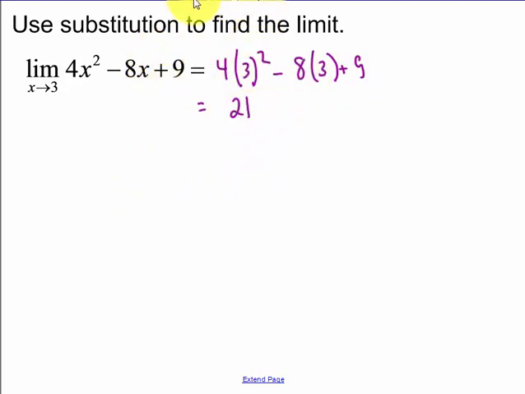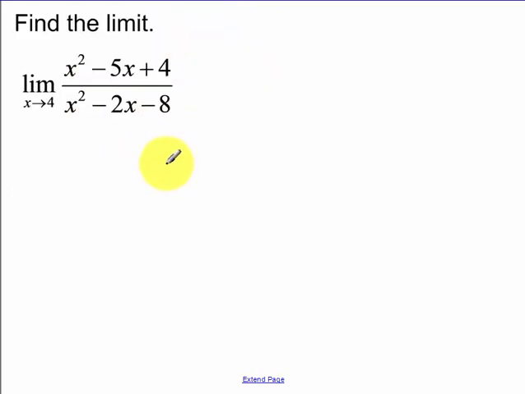Now again, this is only if it's a polynomial. If we have a rational function, let's look at if I plug in 4 into the denominator. We get 16 minus 8 minus 8. That equals 0. So I have to manipulate this in some way.